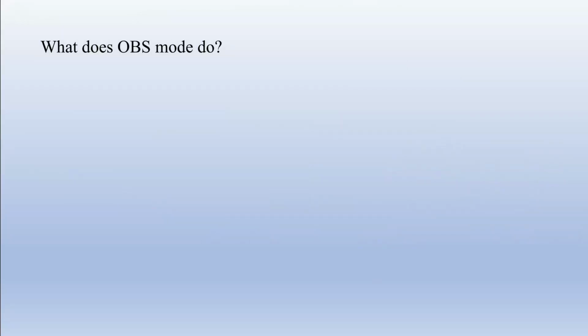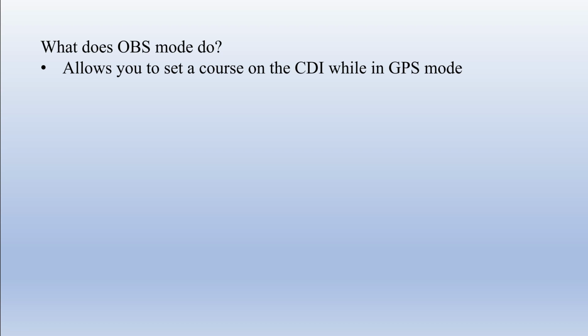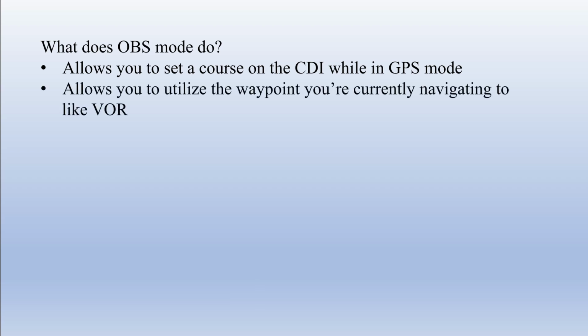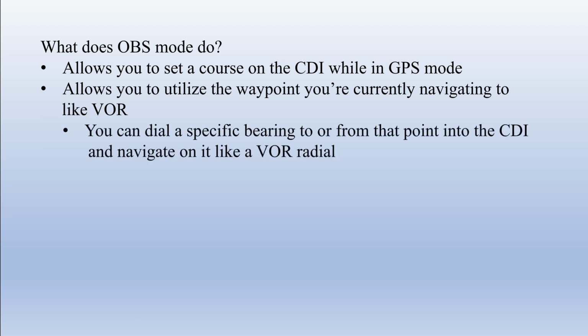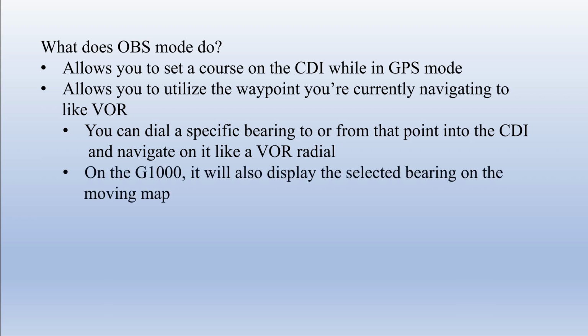OBS mode will do three things for you. First, it will allow you to select a course when in GPS mode rather than the GPS automatically setting the course for you. Second, and most importantly, it will allow you to utilize the waypoint you're currently navigating to like a VOR. You can dial in a specific bearing that you'd like to navigate to or from that point on, and then track it like a VOR radial inbound or outbound from that point. On the G1000, it will also display the course you've selected to or from that point on the moving map.